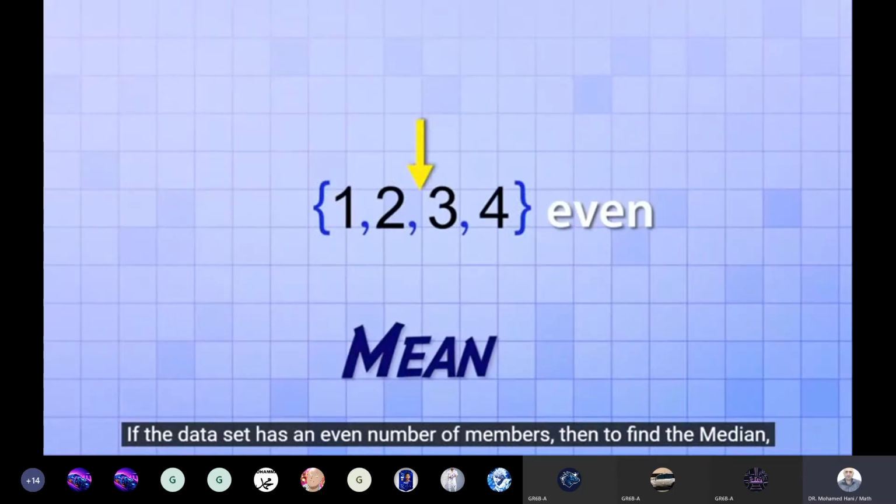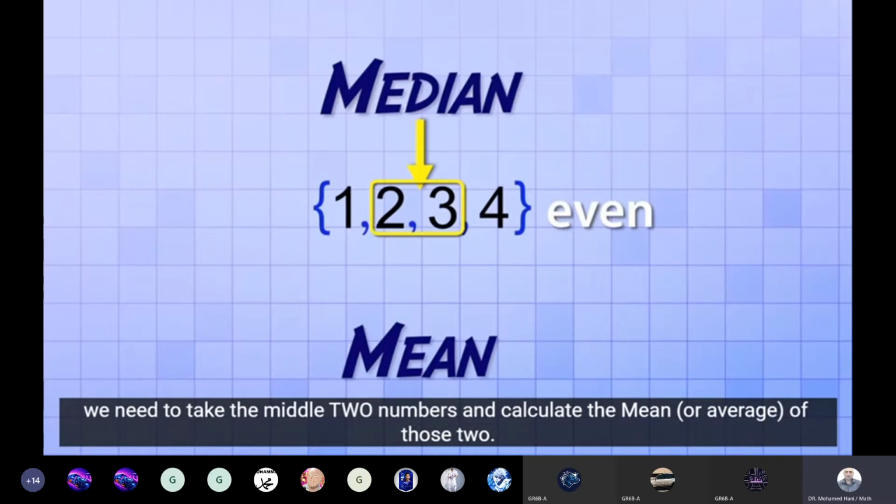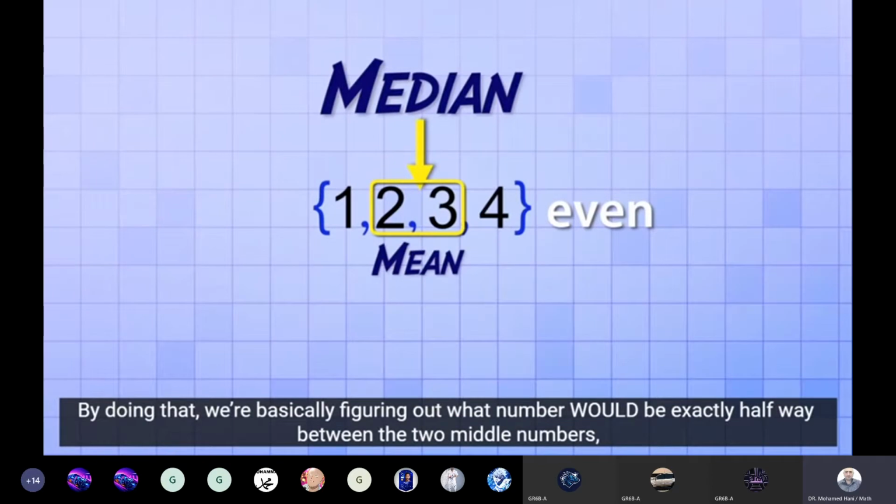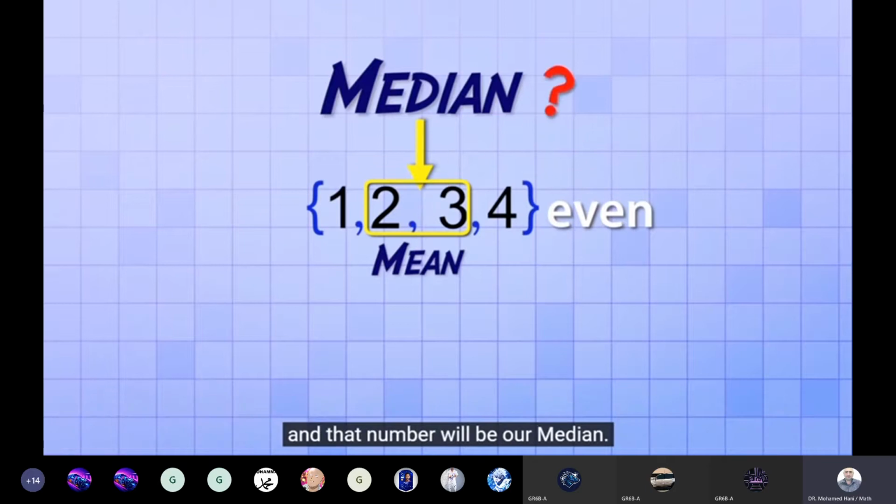If the data set has an even number of members, then to find the median, we need to take the middle 2 numbers and calculate the mean or average of those 2. By doing that, we're basically figuring out what number would be exactly halfway between the 2 middle numbers, and that number will be our median.